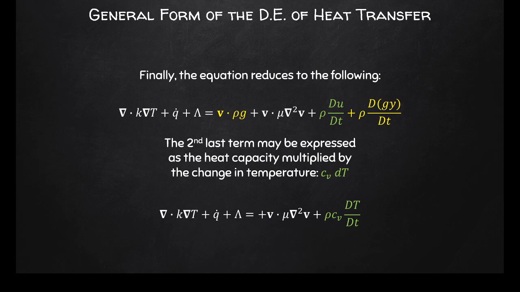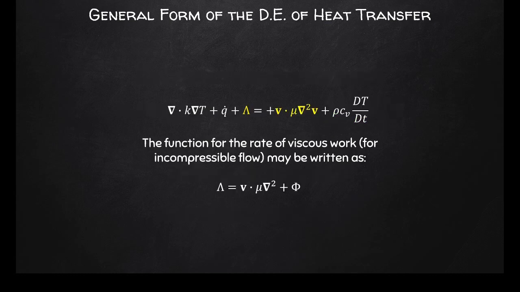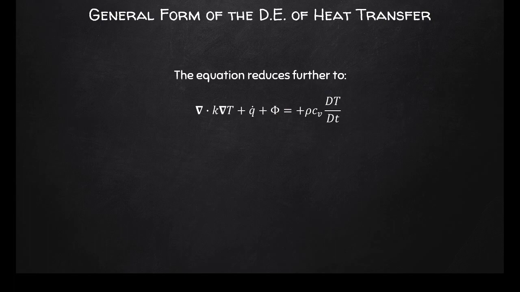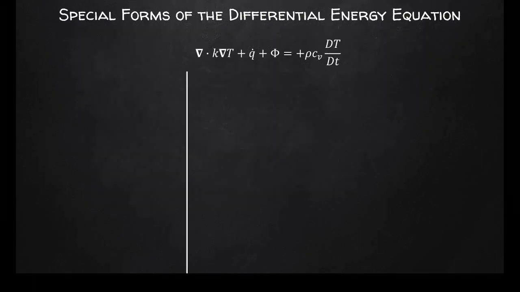The lambda term may be expressed as containing two portions. It's mainly made up of a normal as well as a shear stress term, shown here in the yellow. And for the case of incompressible flow, we can express the following equation for lambda. We realize that these two terms can then be combined into one term, specifically the viscous dissipation term. Now, with the simplifications complete, let us now consider special forms of the differential equation for commonly encountered situations.